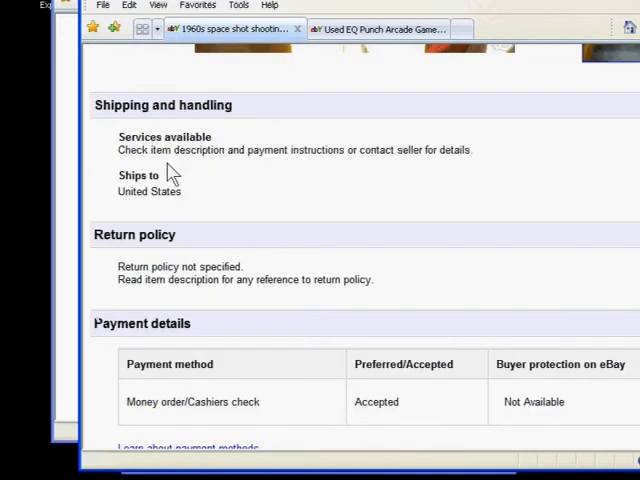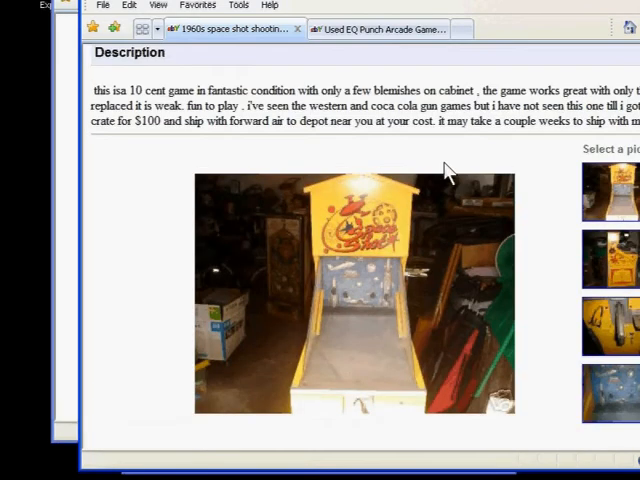When I look under shipping and handling, it says check item description and payment instructions or contact the seller for details. But in the description, there is no information about the cost of shipping. This person might have charged $50 for shipping or $300. You have no way to know exactly what they're charging for shipping. It does say a crate for $100 and ship with Forward Air. It does not say what the actual shipping rate is, so the buyer knows that they have to pay the actual price plus $100 for crating plus whatever the shipping amount is.